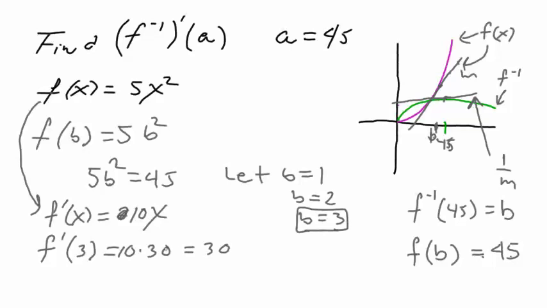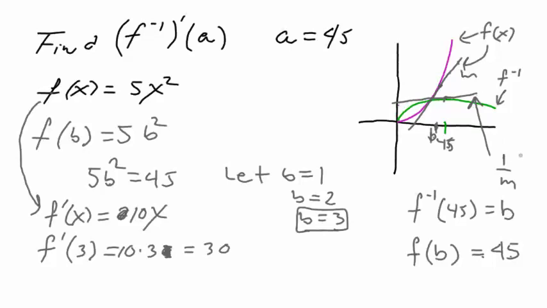Whoa, 10 times 3, what the heck? I got the cart before the horse. Erase that out of there, sorry. 10 times 3 is 30, okay? Well, that's the slope of this tangent line right here. That's the slope of this tangent line, but we want the slope of this tangent line.